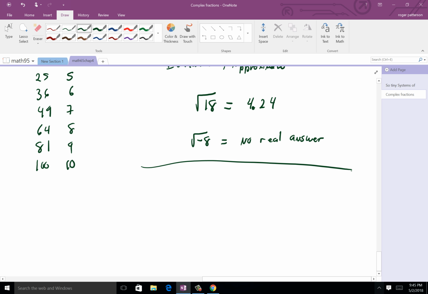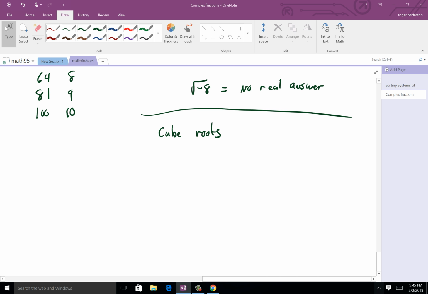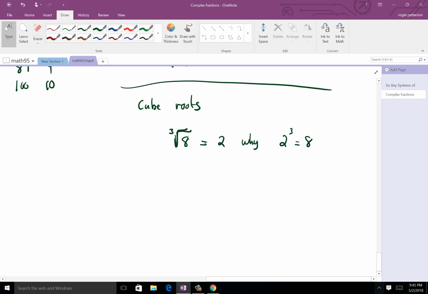Of course, we could have cube roots, right? And the idea there is, they'll symbolize that by a little number there. The cube root of 8 is equal to 2. Why? Because 2 to the third is 8. So 2 times 2 times 2 is 8. That's why it's called a cube root, because it's 3 times the expansion of multiplication there. So that's a cube root.